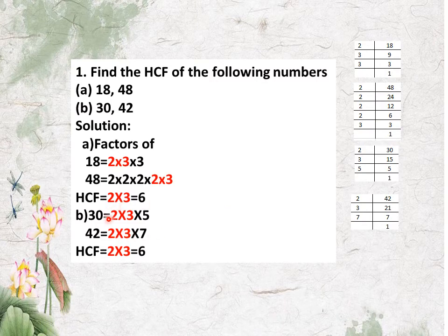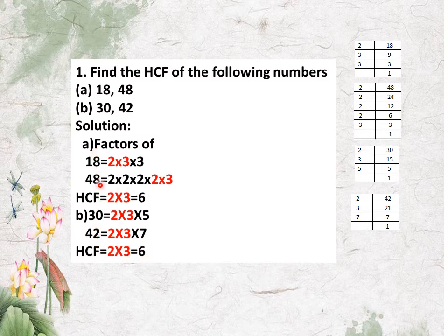Now from here we will see the common one. Common factors, highest common factors. So here 2 is common for both, 3 is also common for both. Here 5 is there, here 5 is not there, here 7 is there, here 7 is not there. So we cannot take 5 and 7. Only the common thing we have to take. So the common factors for 30 and 42 is 2 into 3, which is equal to 6. So HCF of 30 and 42 is 6.